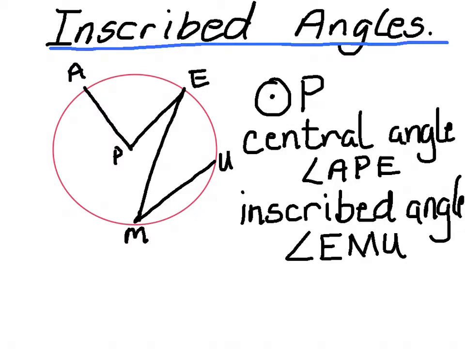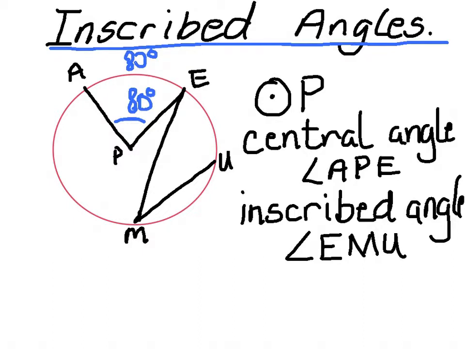Now central angle APE, what we know about central angles is that the measure of their angle is equal to the measure of their arc. So for instance, if this is 80 degrees, then I know that the measure of the angle is 80 degrees. And that's the fact we know about central angles.